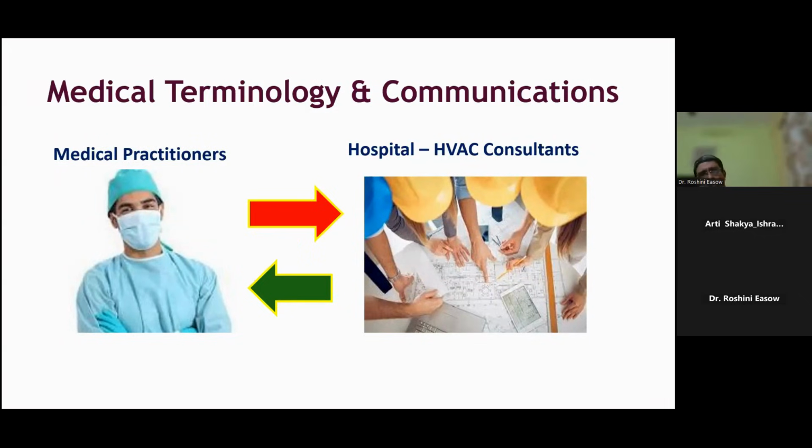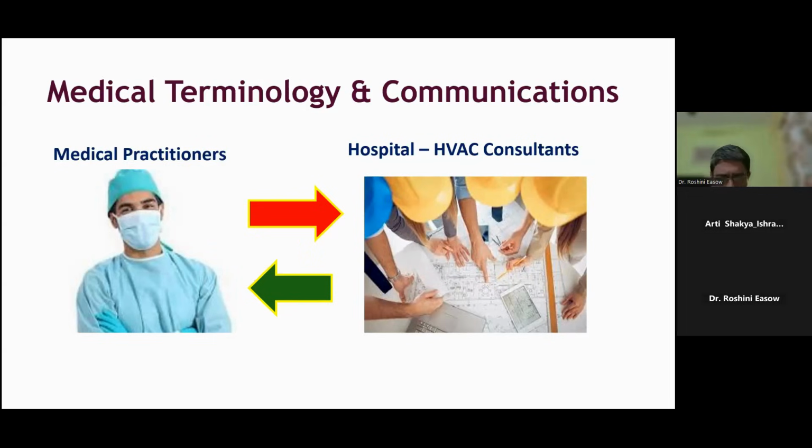But in the case of a hospital consultant, they are more aware of the subject. They know how a hospital works. So they have better communication with the medical practitioners, maybe at hospital management or doctors. This is happening in front of me also, but I don't want to give you more examples of that, because this is very common.